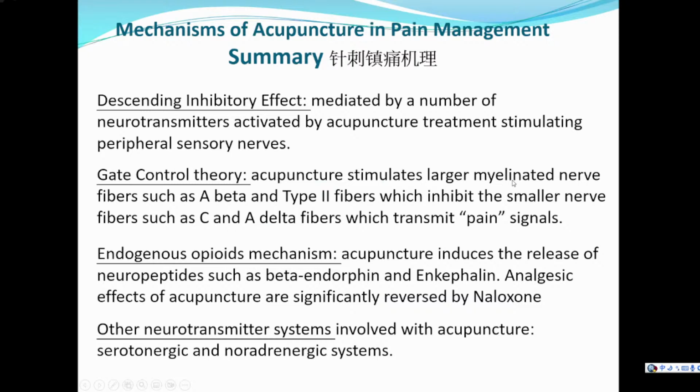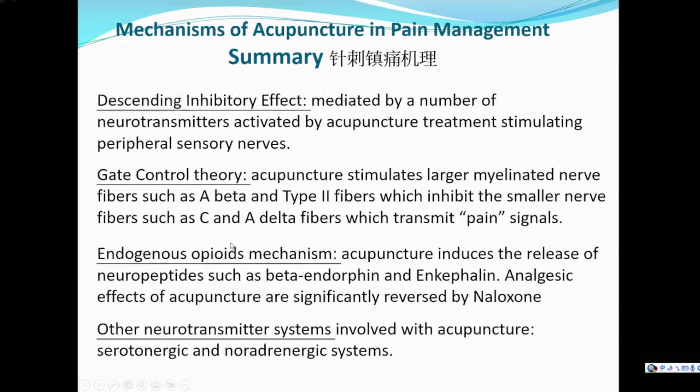In summary, for acupuncture pain control, the research so far shows a couple of theories and mechanisms involved. One is a descending inhibitory effect: acupuncture can trigger the body's induced descending inhibitory effect. Also there is the well-known gate control theory. I will explain them to you one by one.